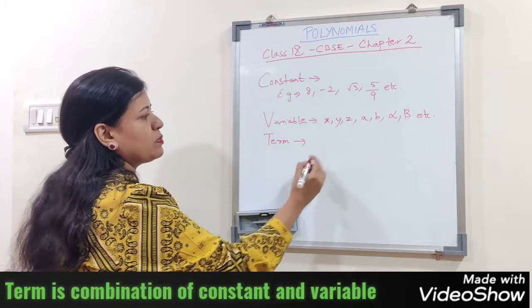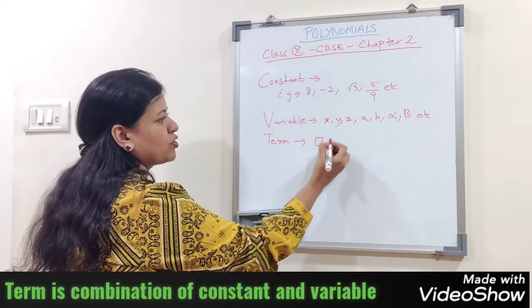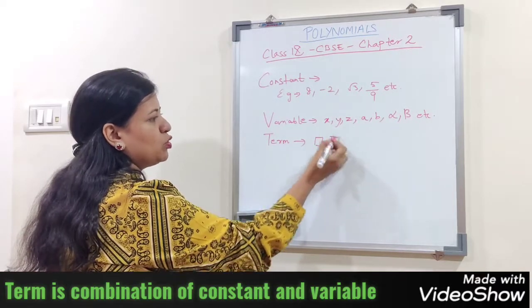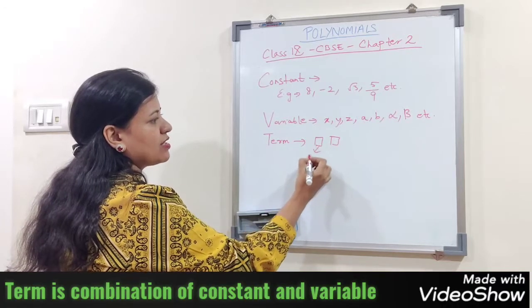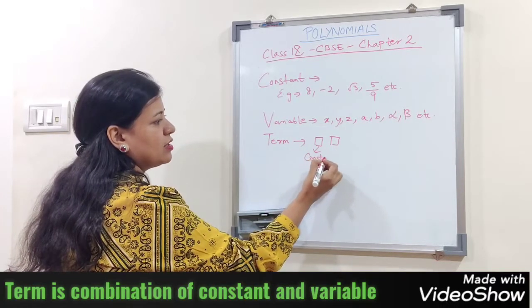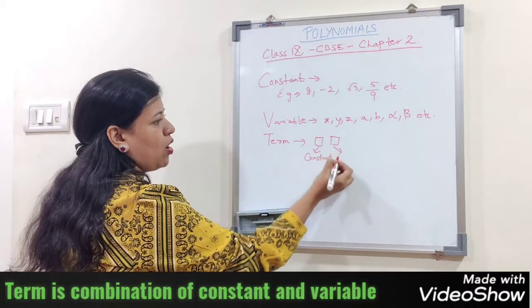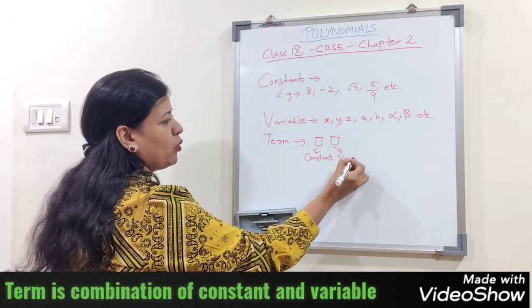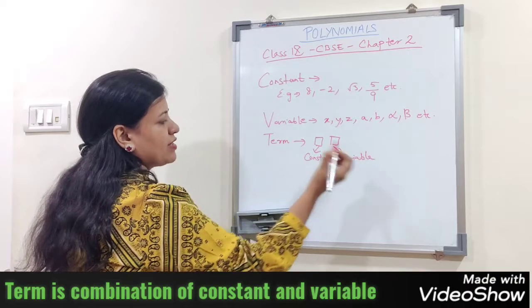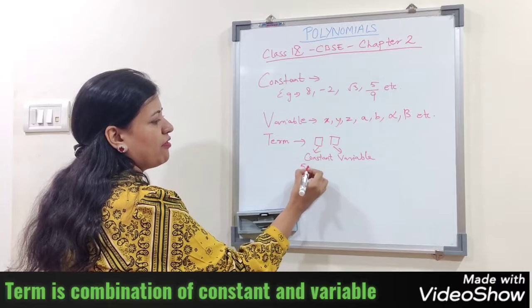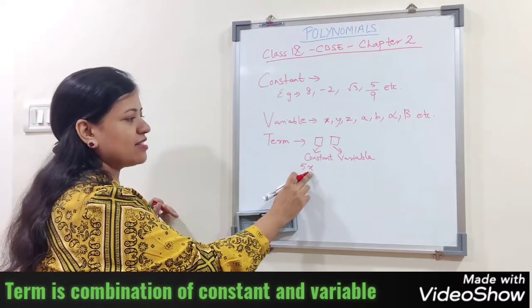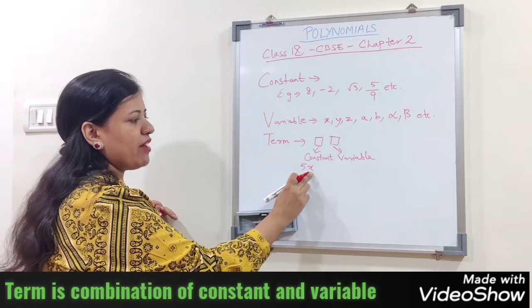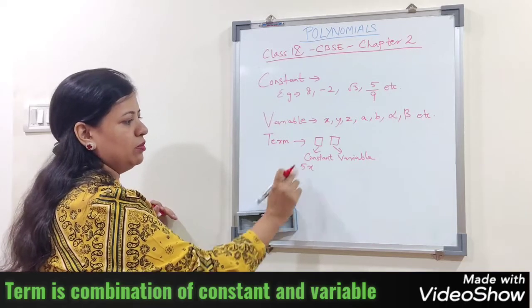Now the term is basically consisting of two blocks. Now what are these blocks made up of? The first block consists of the part constant, and the second block is made up of the part variable. Say for example you have 5x. So 5 is constant and x is the variable part. So 5x together becomes a term.